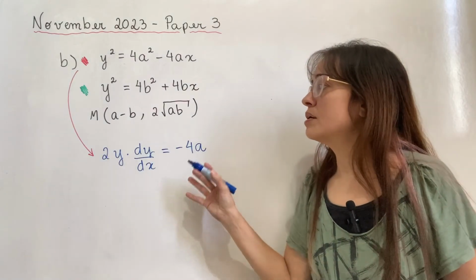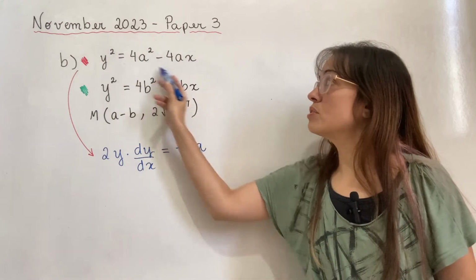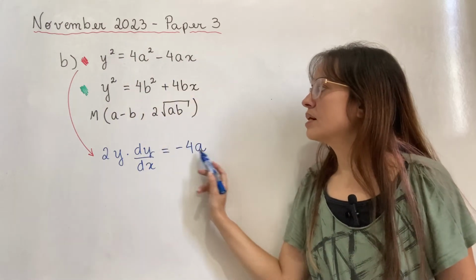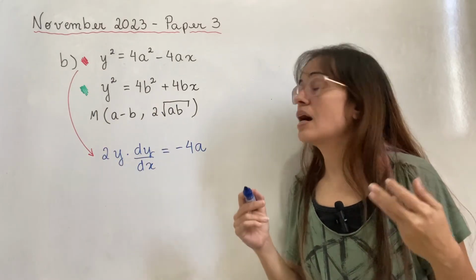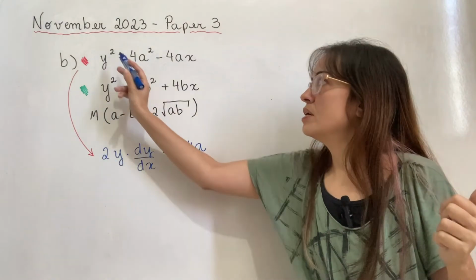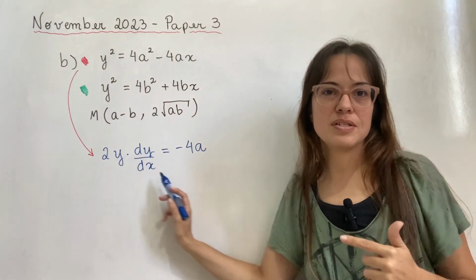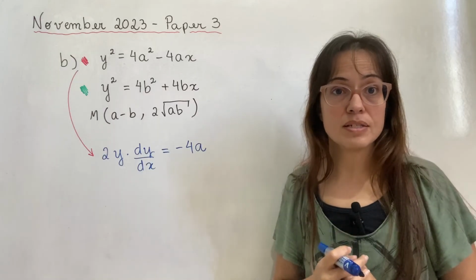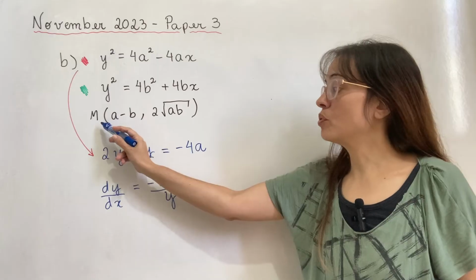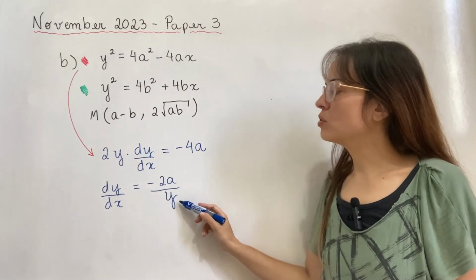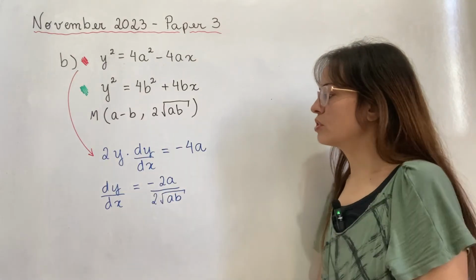So I'm just doing implicit differentiation. I'm just doing d/dx on both sides, okay? So the derivative of the right side is negative 4a. And for the derivative of the left side, I am using the chain rule. First, the derivative of y squared is 2y, and then I have to remember that there is a dy/dx inside of that. Also remember that I'm interested in doing that at this point M, so the y coordinate is 2 square root of ab, and these 2's are going to cancel out.